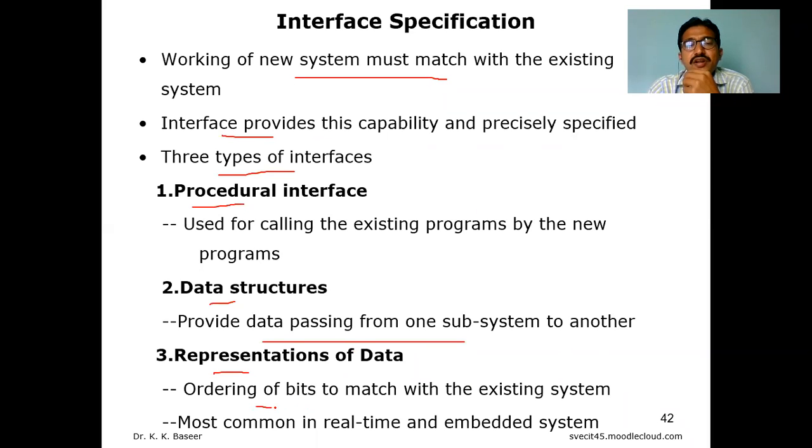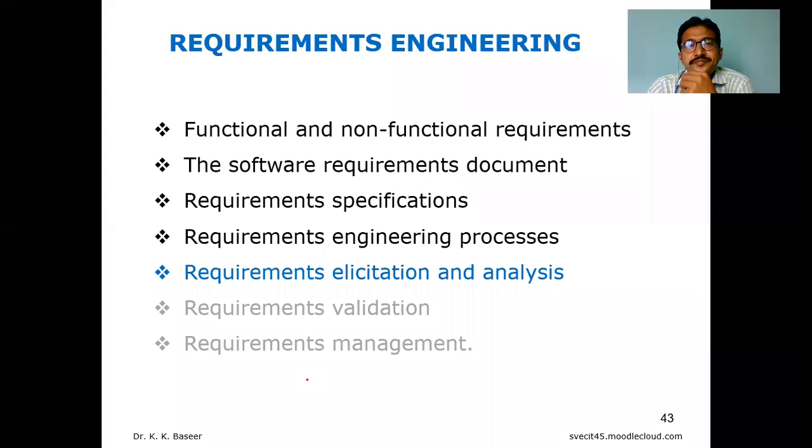Representation of data, like ordering of bits, for the existing system should be specified, and most of all in real-time systems and embedded systems, this representation of data needs to be specified clearly, because storing data in one type of programming language is different from storing in another. It will vary when they develop microcontrollers or chips, and the way of storing will vary from one to another.